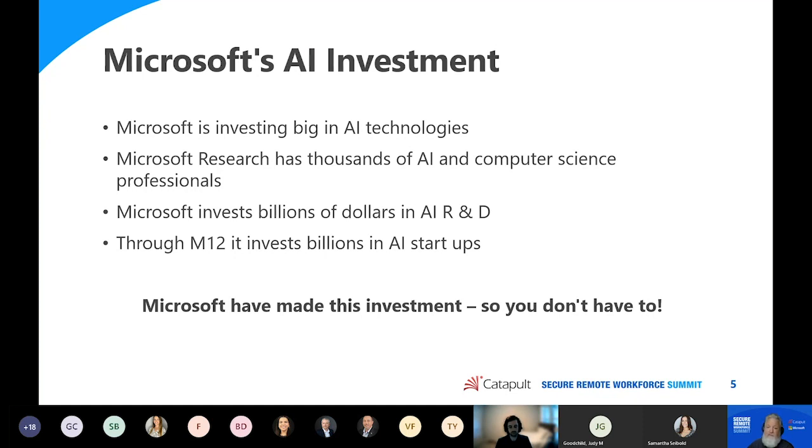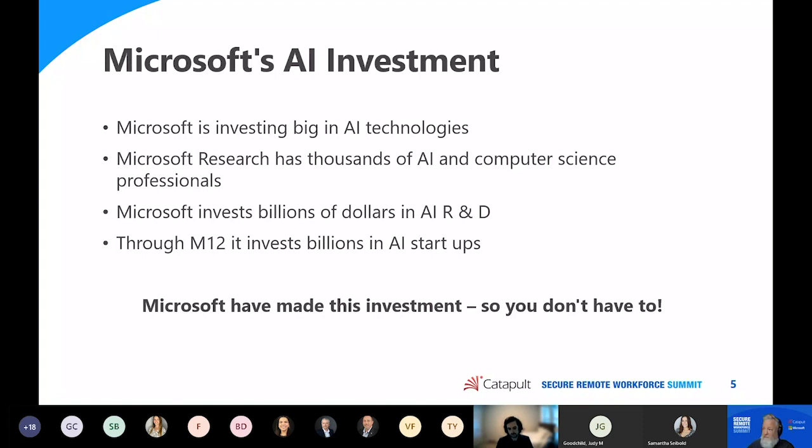And finally, they also have a program called M12, which invests an incredible sum of money into artificial intelligence startups. Before I was employed at Catapult, I worked for one of these companies, and they gave millions and millions of dollars and gave us the opportunity to build some really neat technology. One of the reasons I'm here is because Catapult's a Microsoft shop, and this is where all of the magic is happening when it comes to data science and artificial intelligence.